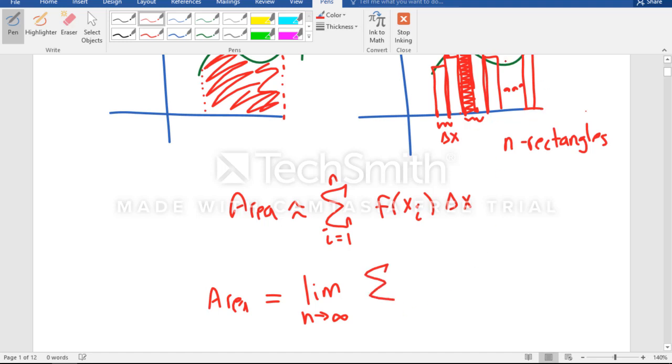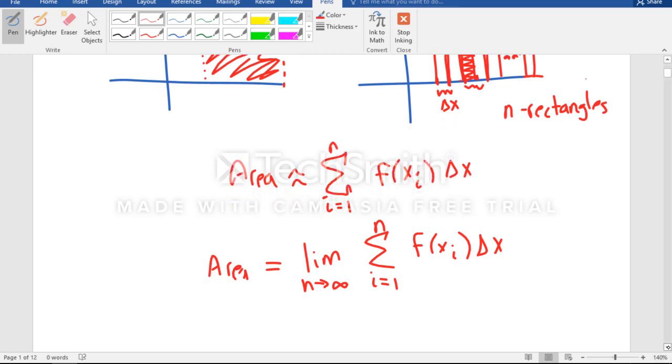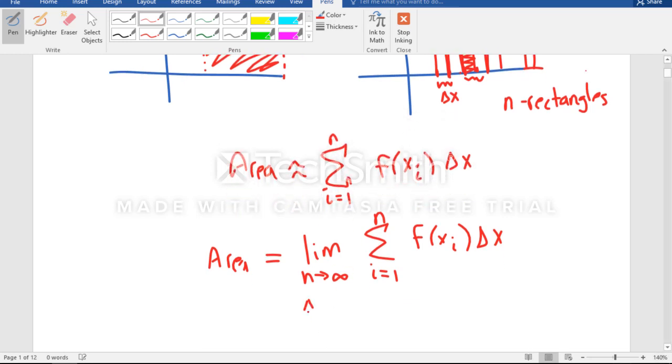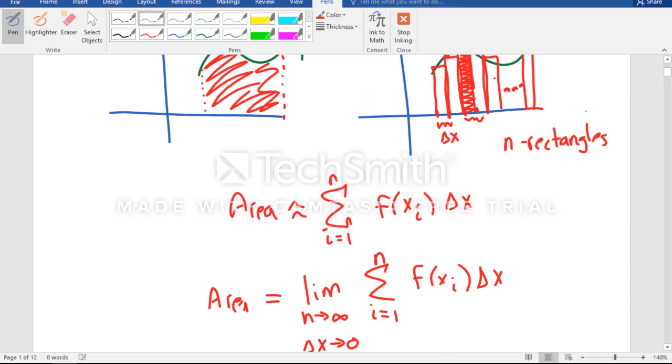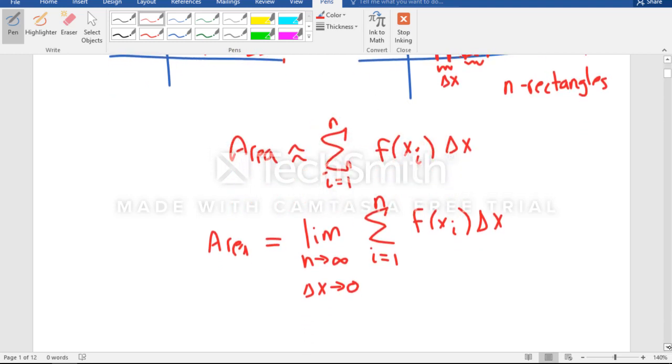If this is 10 rectangles, that's going to give me a good approximation. If this is 20 rectangles, that's a better approximation. If this is 50 rectangles, 100 rectangles, the more rectangles that we use, the better. And if we let the number of rectangles go to infinity, then we're going to get the exact area under the curve. Now, some textbooks will say n goes to infinity, or they'll say delta x goes to 0. Because if you think about that picture for a second, as I squeeze more and more rectangles in here, this delta x is going to get smaller and smaller. So some textbooks write the notation that way.